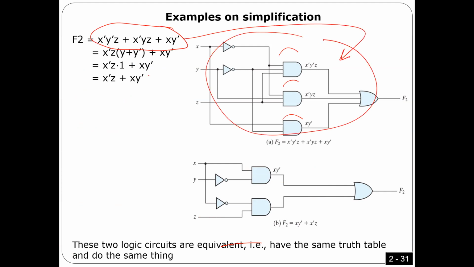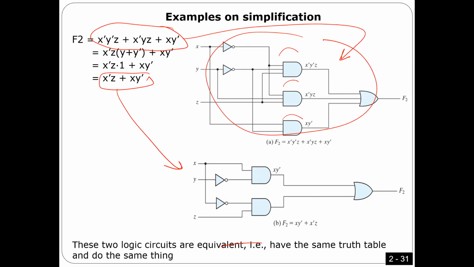Okay, this one is actually equivalent to this circuit here, or equivalent to this expression or function. That means they are the same. They give you the same result. But as I told you, this one is going to be cheaper, so it's always better to simplify the expression. Okay, we always do that.